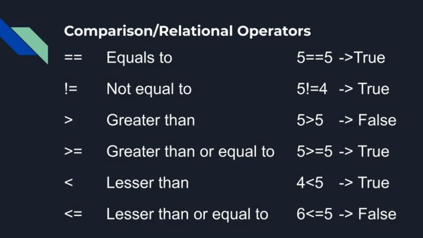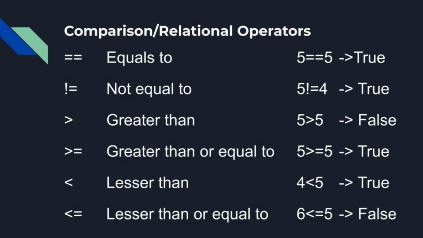Now let's learn about the next type of operators, which are comparison operators or relational operators. They're called comparison operators or relational operators because they help us to compare two values or find the relation between them. So the first operator is to check equality. For this we use two equal to symbols, and so if I do 5 is equal to 5, the result will be true because, well, 5 is equal to 5.